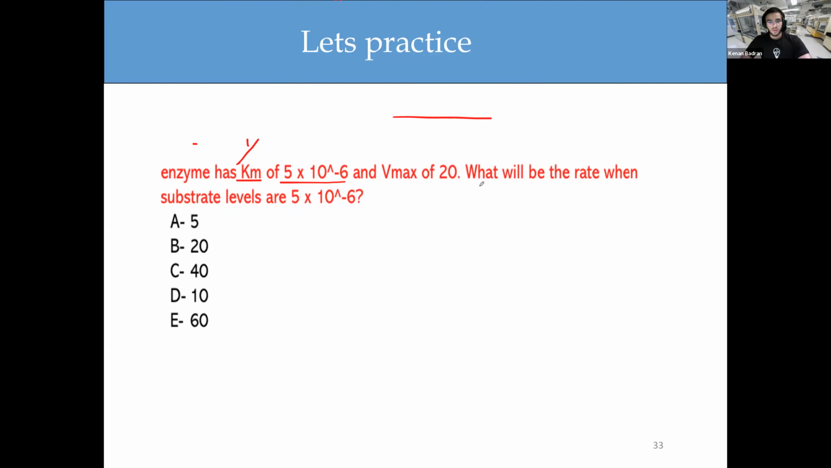Okay. Now before we approach this question, let's see what they want. They give us the Vmax and the Km. What can we combine with this information? We know that Km is equal to half Vmax. Now, with this formula, what would be the answer?